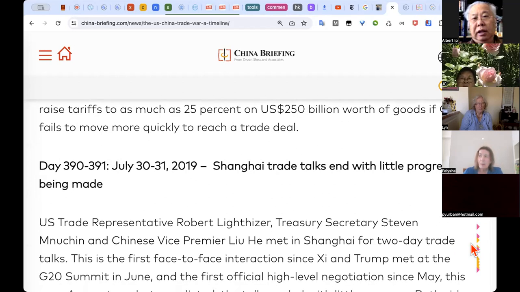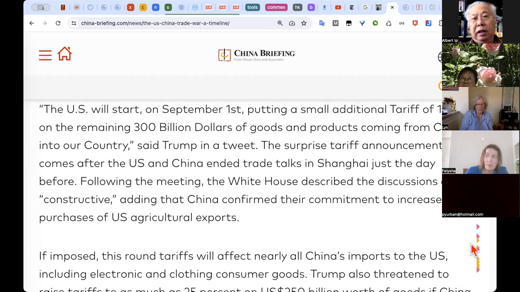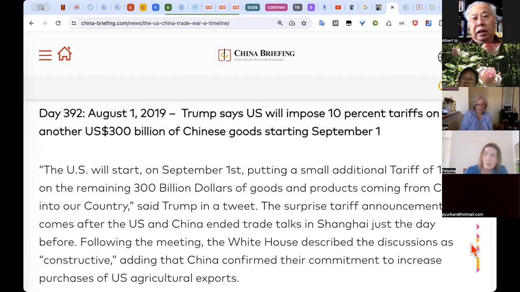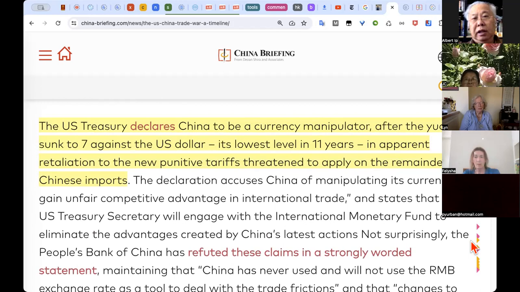Okay, by July, Shanghai talks with little progress. They come together, talk and nothing happens. This is typical. At least they need to let the public know we are talking. But sometimes they signal that the talks are still too bad, and so they will stop talking. And then later on, they come back, okay, we will talk. So this on and off negotiation and tariff threats is typical throughout the whole Trump administration.